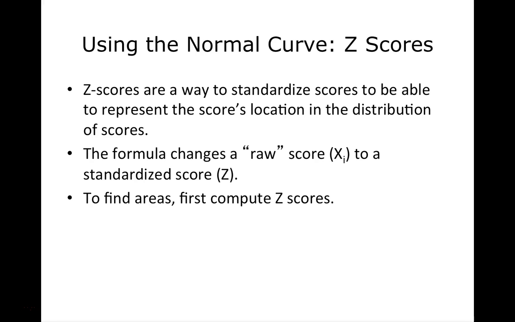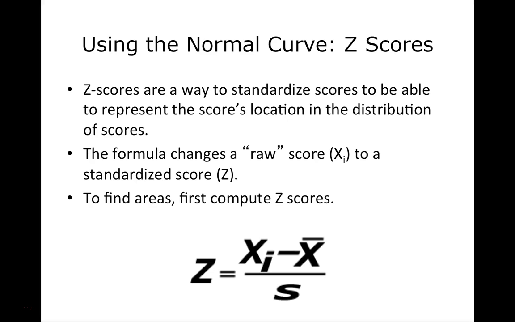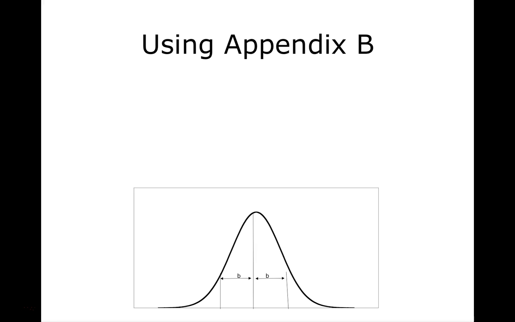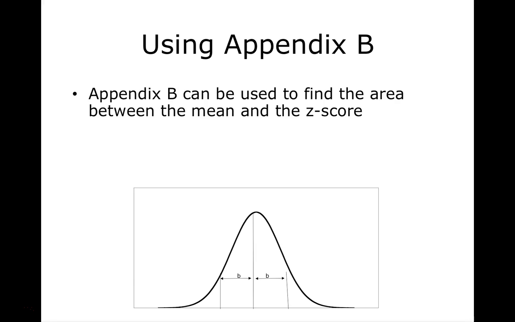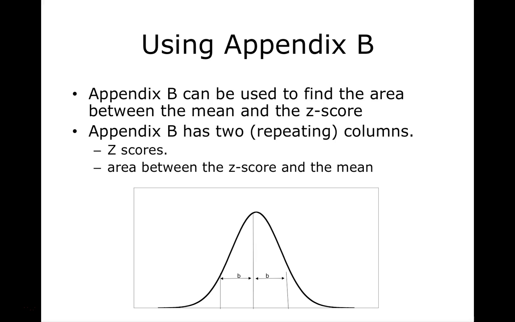And so when we talk about finding an area under the normal curve, we first have to compute this z-score, which is an individual score minus the sample mean divided by the standard deviation. And so we can also use Appendix B, and it's Table B1 in your Salkind book, to find the area between the mean and the z-score. So Appendix B has two repeating columns. You can look at Appendix B in your book, and Chapter 8 also talks about looking at this table, and we'll lead you through that as well.